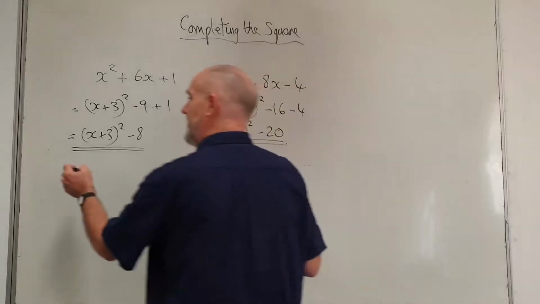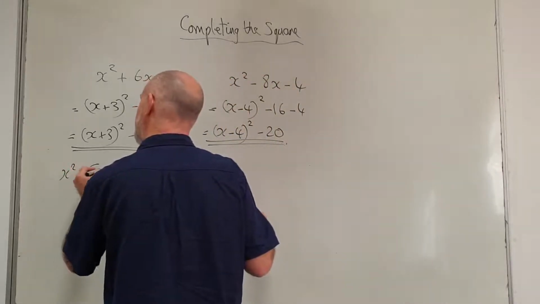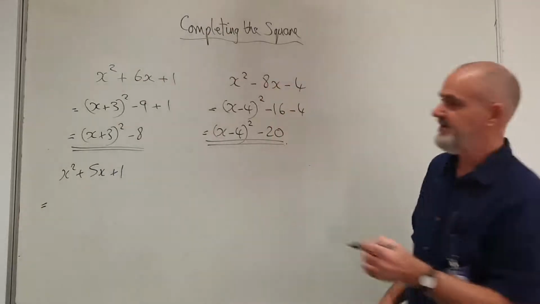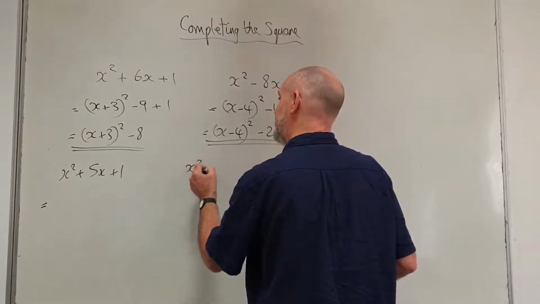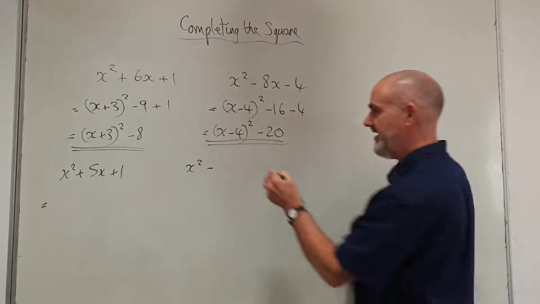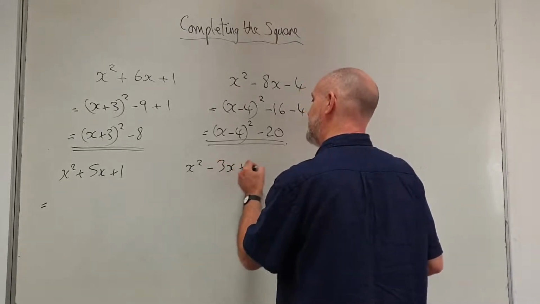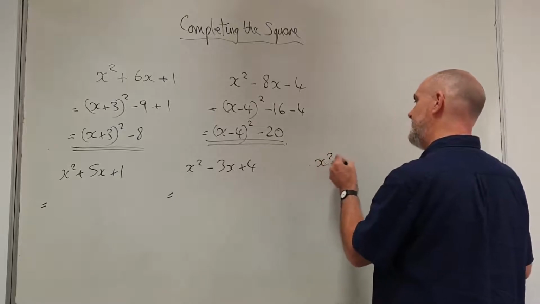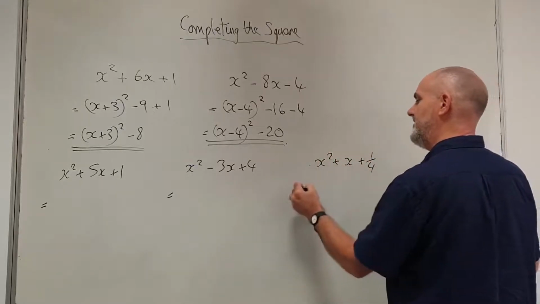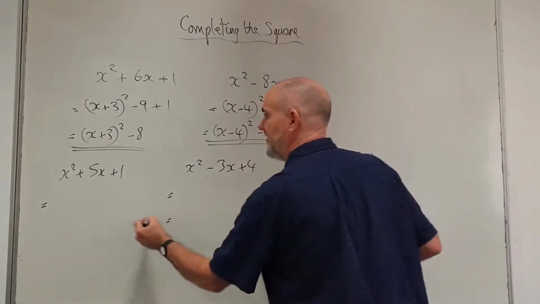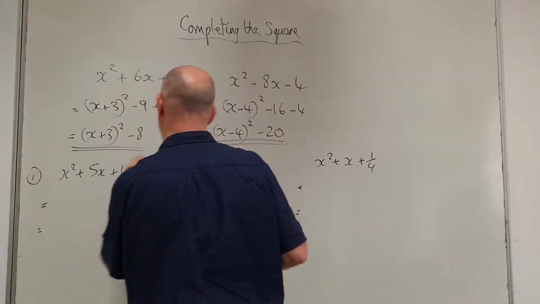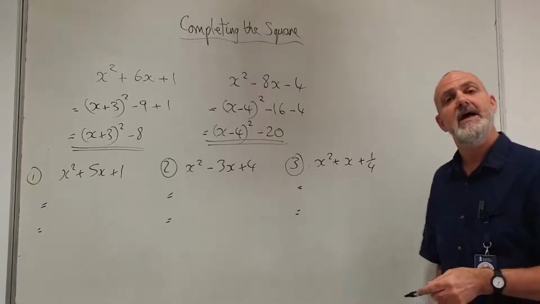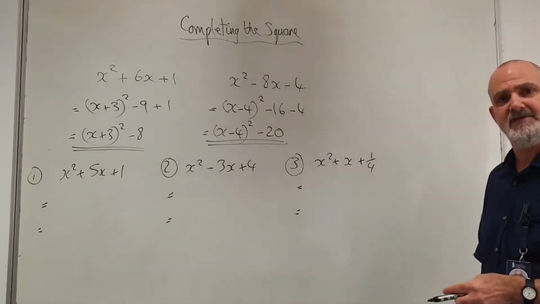I'll give you an exercise to do. x squared plus 5x plus 1. Have a go at that. x squared minus 3x plus 4 and x squared plus x plus a quarter. So we need 2 lines of working for each of these. That's question 1, question 2, question 3. Can you pause the video and have a go at those yourself?